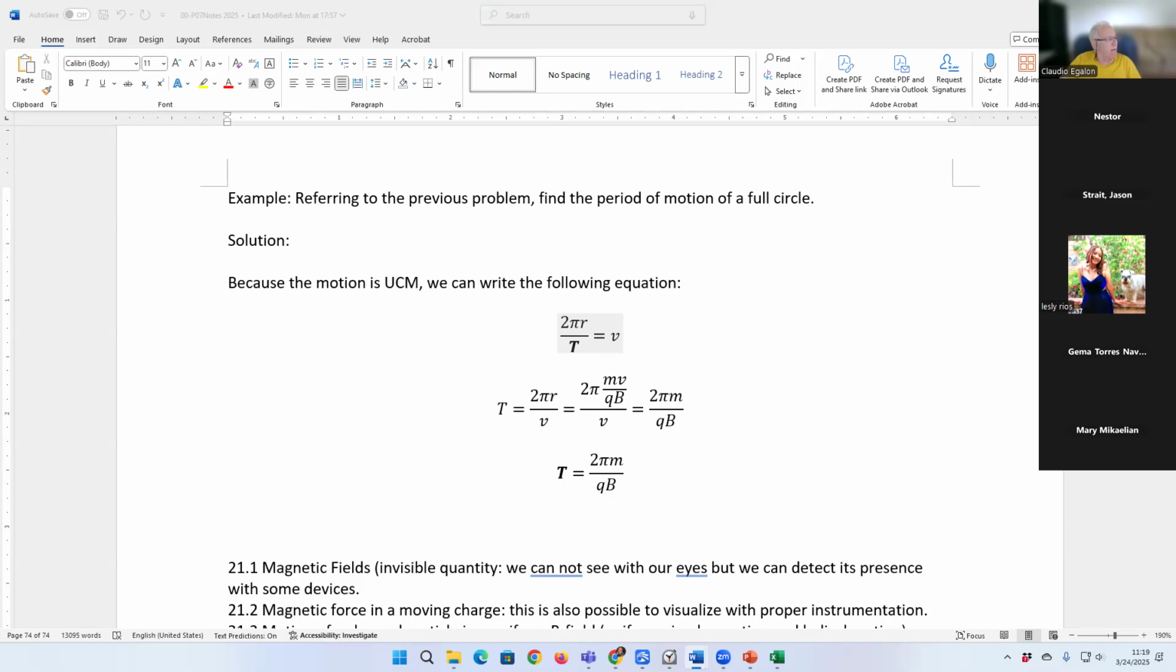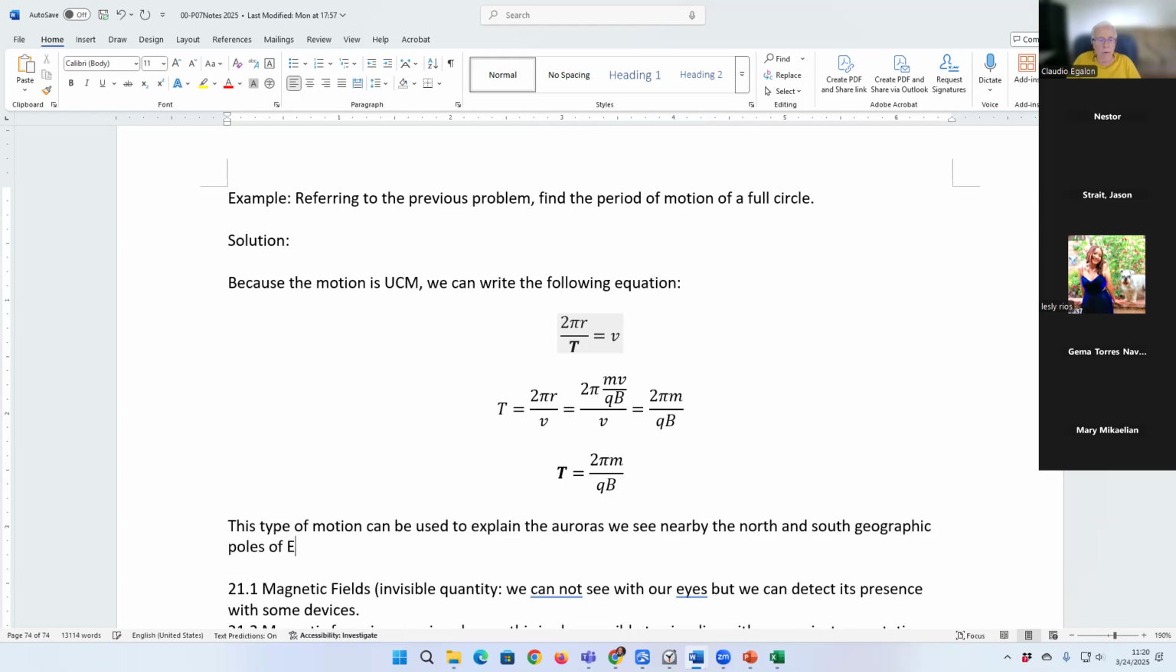Okay. Let's take a look at, and by the way, this type of motion can be used to explain the auroras we see nearby the north and south geographic poles of Earth.